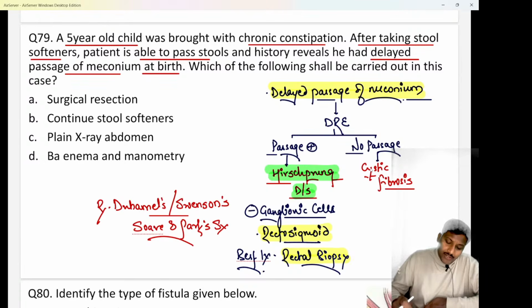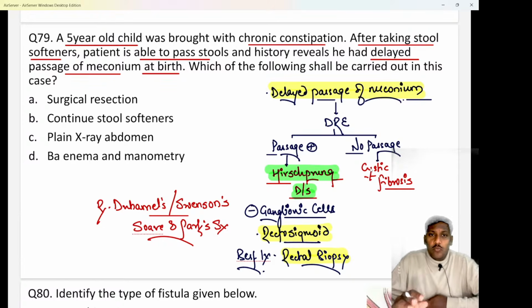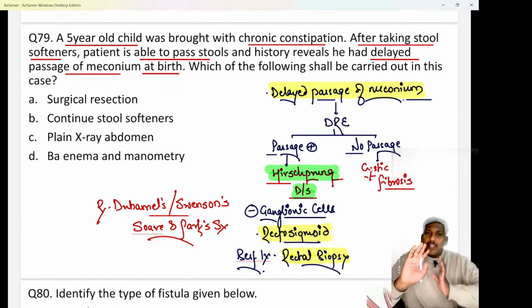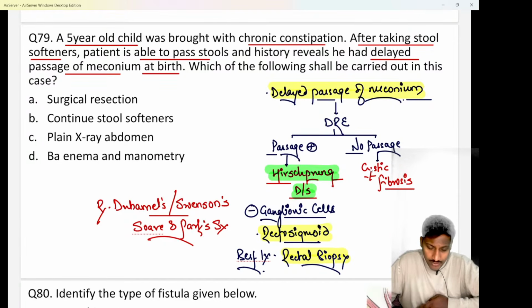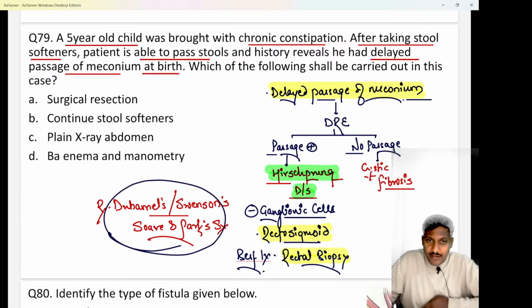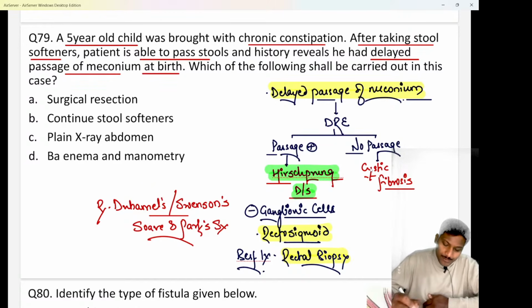And treatment, we know in Hirschsprung's disease, whatever part of the intestine or GI tract is aganglionic, you have to resect that part and join the remaining part. That is resection and anastomosis. The surgeries for this are Duhamel's operation, Swenson's operation, or the Soave-Boley surgery. So Duhamel, Swenson's and Soave's, these are the surgeries done for a case of Hirschsprung's disease.